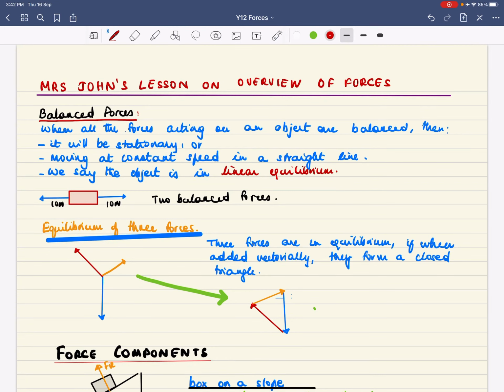Hi everybody, this is just an overview of forces. So when you have forces acting on an object, Newton's laws apply.